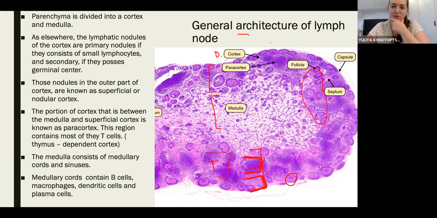Within the medulla, within the core of your lymph node, as you can see, we have darker areas and lighter areas, right? There are some dark islands of cells and some spaces between them. The medulla of the lymph node generally consists of medullary sinuses and medullary cords.